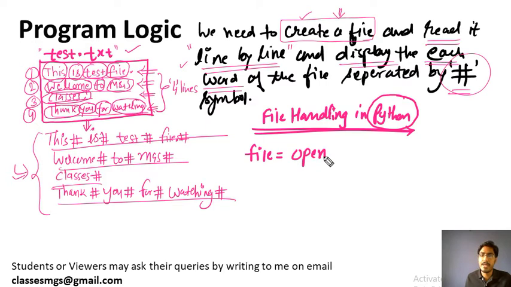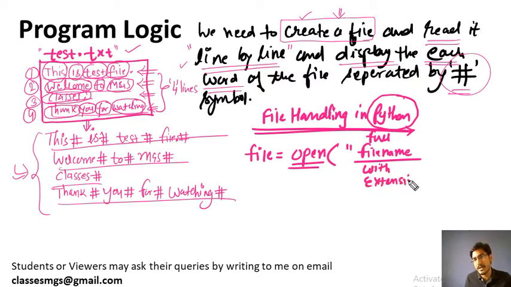Very simple. Open means open the file, then you write the file name, the full file name with extension. Keep this in mind: the full file name with extension and the location of the file, otherwise it will be difficult. Then you will pass the mode of opening.